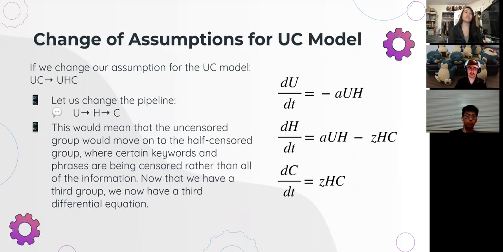So again, what if we changed our original assumptions for the UC model? This time we would add a middle group for a pipeline. So rather than assuming that people move on from the uncensored information group to the censored information group, what if we had a group in between for half censored information? This would mean that rather than all the information being censored right away, only half the information is censored, which would result in a change in our differential equation as well as a new parameter z. So we now have new coupled terms UH and HC due to the new pipeline, where dH/dt contains both terms because people are moving in and out of this group.